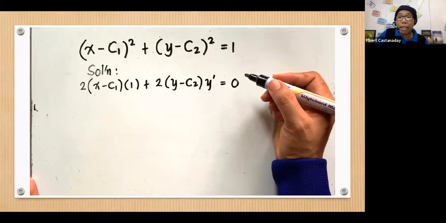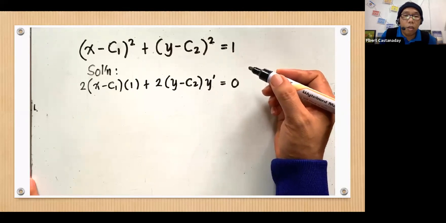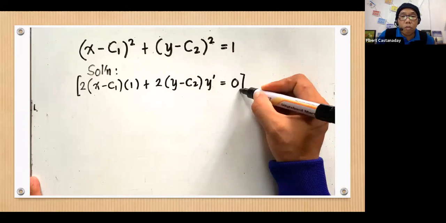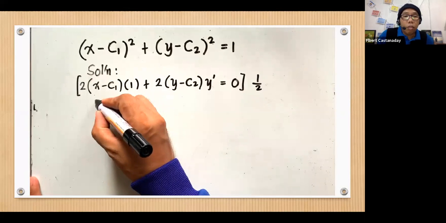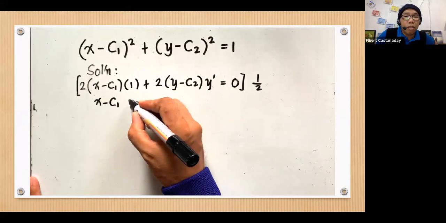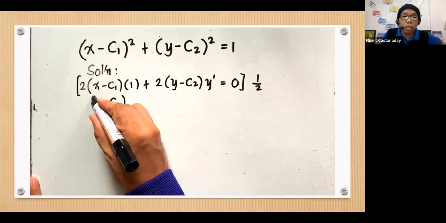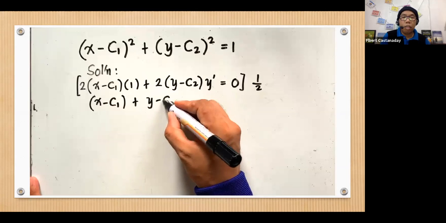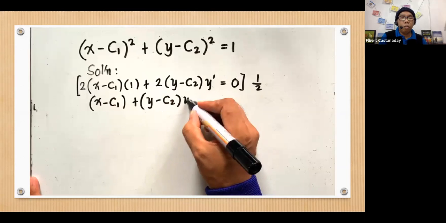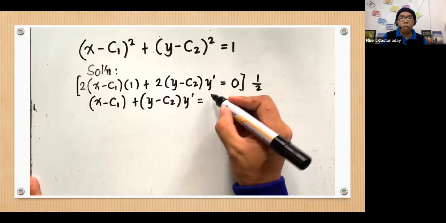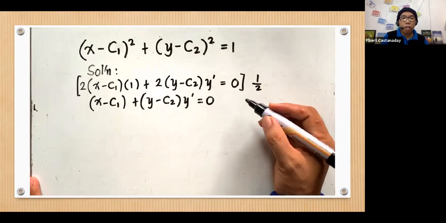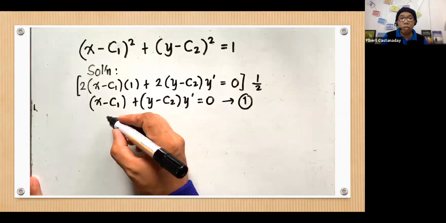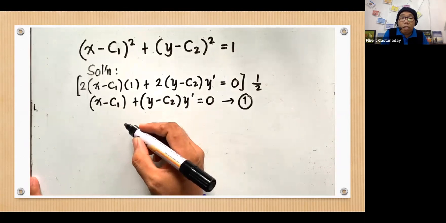Okay, so before you proceed to the next differentiation, pwede mo munang i-simplify or since may common factor sa first and second term na 2, you can actually remove that by dividing both sides by 2 or multiply both sides by 1/2 para matanggalan natin yung 2. So x minus c sub 1 plus y minus c sub 2, okay, times y prime equal to 0. Okay? So, ito na yung ating equation 1. So, tandaan niyo first differentiation pa lang. So, you need to differentiate again. Yan, for the second and final time.